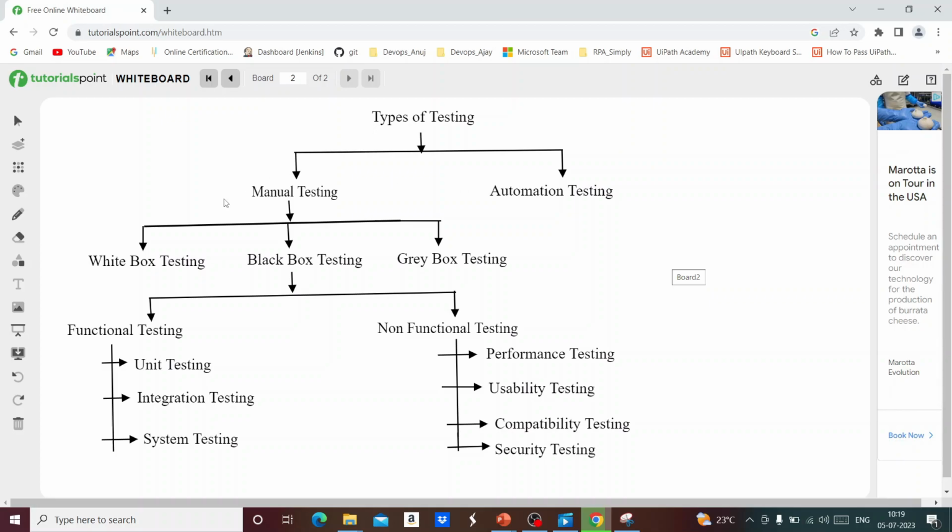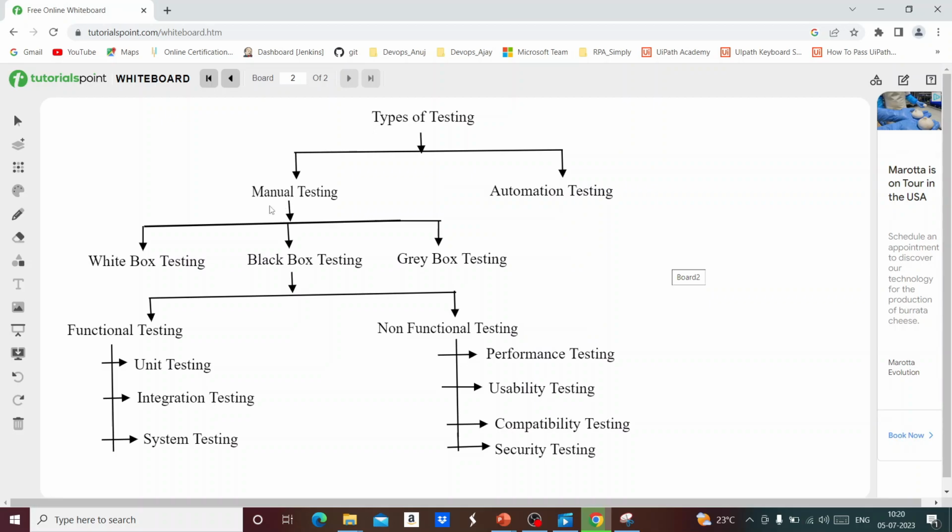Okay. So what is manual testing? What is automation testing? All these things I'll be covering in my later videos. For the time being, in today's session, we'll be seeing different types of testing. So, as I said, software testing is divided into first manual testing and automation testing.